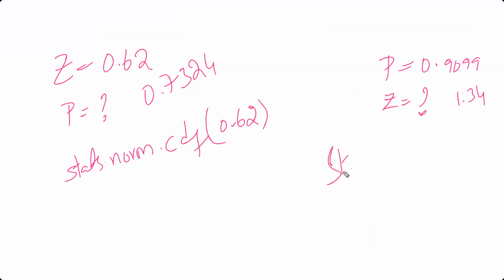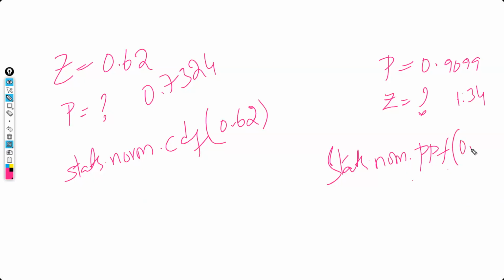stats.norm.ppf. What is ppf? It means percent point function. Percent means for a given z-score, the probability. Point means z value, and the function gives the probability. Now inside this, what are you going to provide? 0.9099. Then what is the output you are going to get? 1.34.